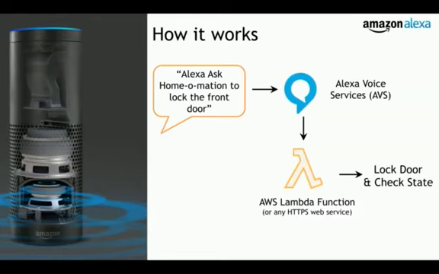It could be just any HTTPS web service. We're going to be talking about how to do it specifically for Lambda, because it's the path of least resistance. There's really not a lot of friction. It's free. It's easy. So we're just going to go with that.